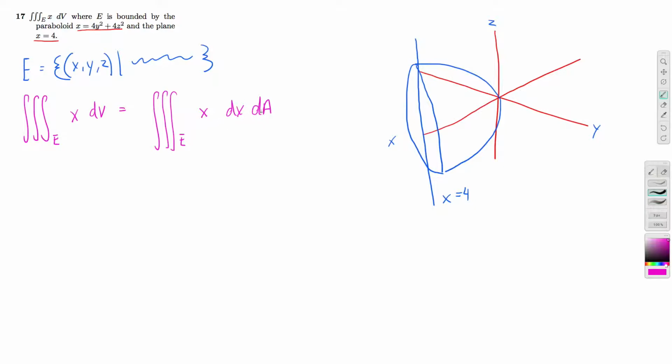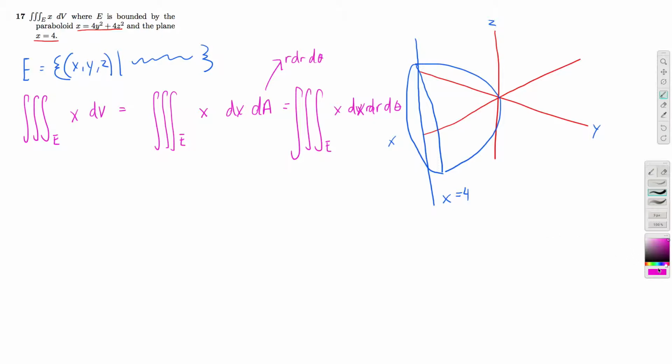x dx dA. Alright, let's rewrite this one more time. We know that dA equals r dr d theta. So this is x, dx, dr, d theta. There should be an r there. You get it? Because this is how you figure out the volume of something. You find the area and you times it by the height, and that's all you're doing here.